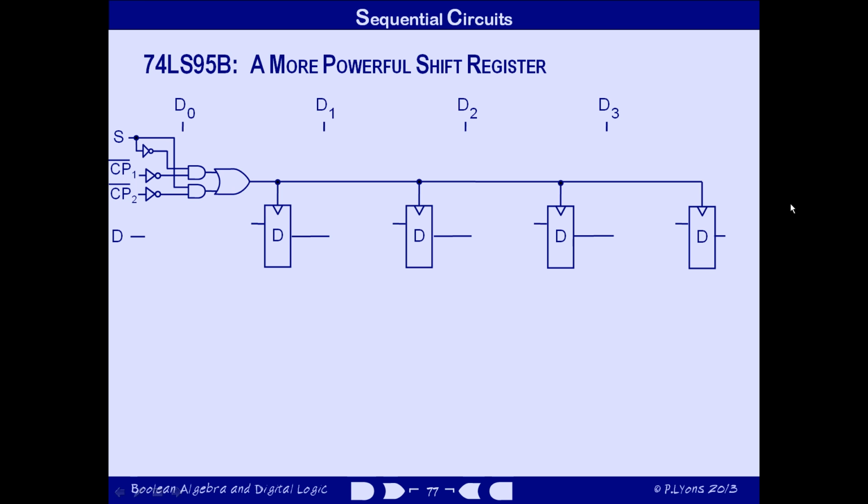Well, we know that serial data is to be input if S is low. So let's AND the serial data with the inverse of S. Alternatively, if S is high, parallel data is to be loaded. So let's AND the parallel data with S and present that as the other source of data.